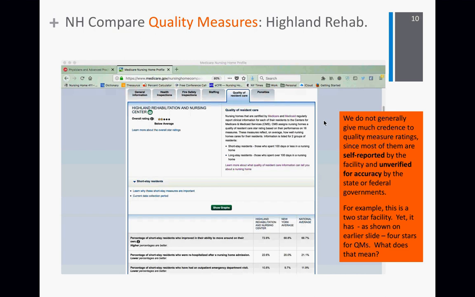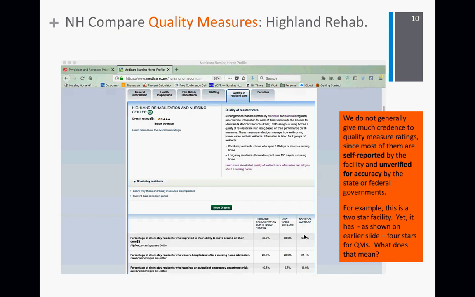Now, what you can see below, I just copied a little bit. If you look under Show Graphs, for each of the quality measures, CMS provides what the nursing home reported, what the state average is, and what the national average is. So that's at the bottom here. Here, just a couple of the first ones that they show: percentage of short-stay residents who improved in their ability to move around on their own. And CMS notes higher percentages are better. So here, this facility reported that 72.8% of their short-stay residents improved in their ability to move around on their own. That's higher than both the state and the national average.